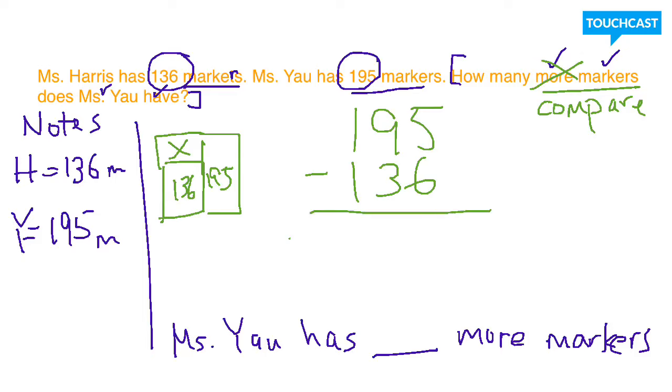5 minus 6? Can't do it, so borrow from the tens. 9 tens becomes 8 tens. 5 ones becomes 15 ones. 15 minus 6 is 9. 8 tens minus 3 tens is 5 tens. And 100 minus 100 is nothing. Alright, so Ms. Yao has 59 more markers. Spectacular.